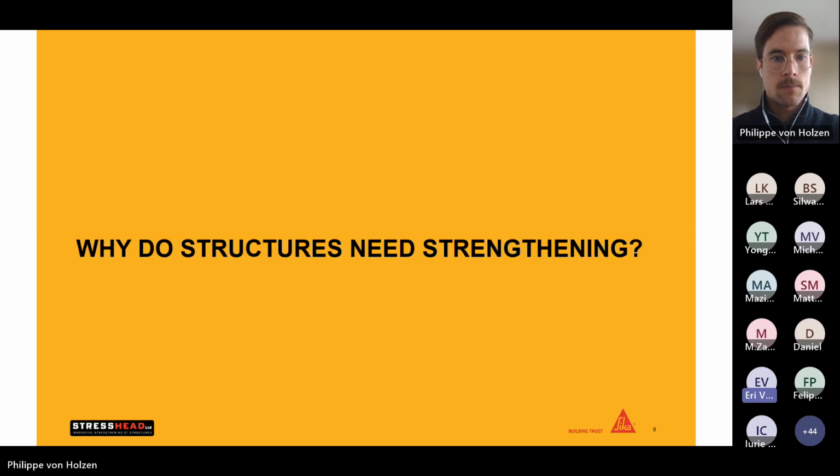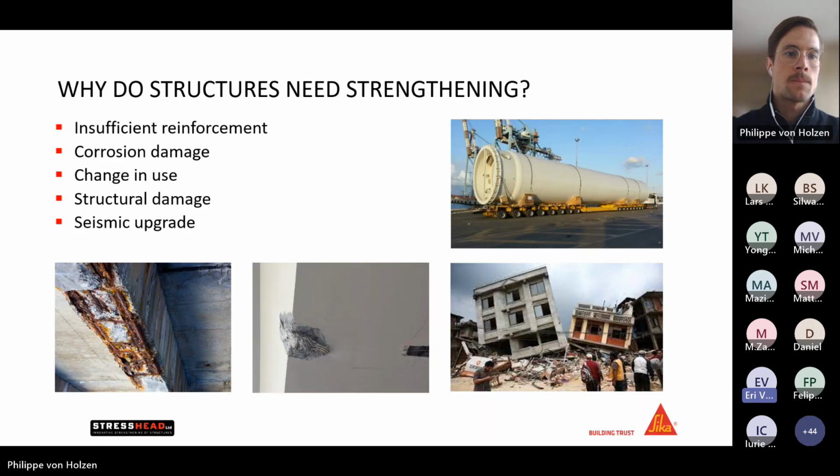So now more onto the fun stuff and talking about the technical aspect of this presentation. So why do structures need strengthening? Well, in general, a structure needs strengthening because it has some sort of structural deficiency. This could be due to insufficient reinforcement, corrosion damage, a change in use in building, structural damage, and a lot of times, of course, seismic upgrades as well in a lot of parts of the world.